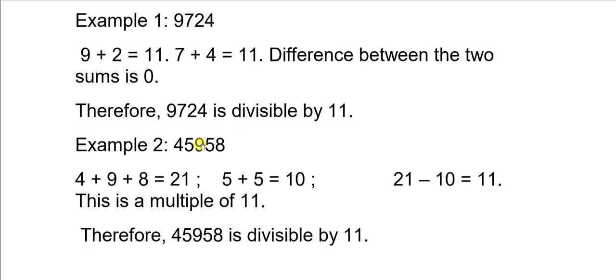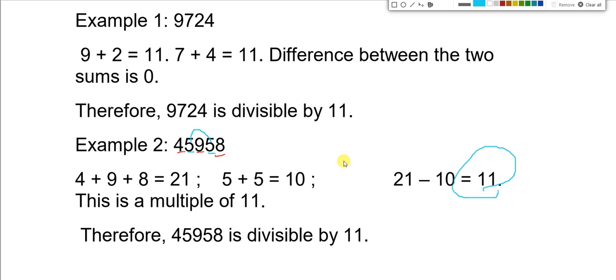So for example number 2, we can see here 45,958. Now what are the alternate digits in it? 8, 9 and 4 are alternate to each other, whereas 5 and this 5 are alternate to each other. Now the next step is what? We have to calculate the sum of the alternate digits. So 4 plus 9 plus 8 is 21, and for the other two alternate digits, 5 plus 5 is 10. Now we have to calculate their difference, meaning 21 minus 10. So the difference is 11.